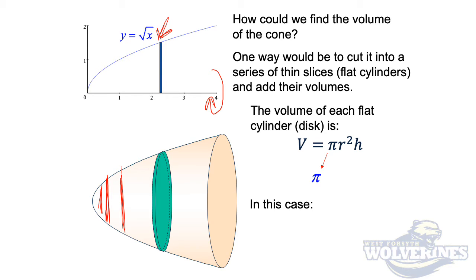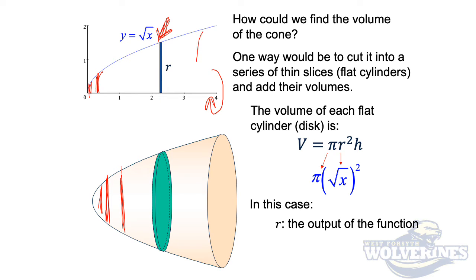Well, pi is pi, no mystery. But r is going to be determined, like we said up here, by that curve. As you have values closer to 0, you're going to have smaller radii, but as you get closer to 4, they get larger. At 4, the radius would be 2, because the square root of 4 is 2. At 1, the square root of 1 is 1, so your radius is 1. For all the values in between, it's just root x for that value. So r, the radius, comes from the output of the function.